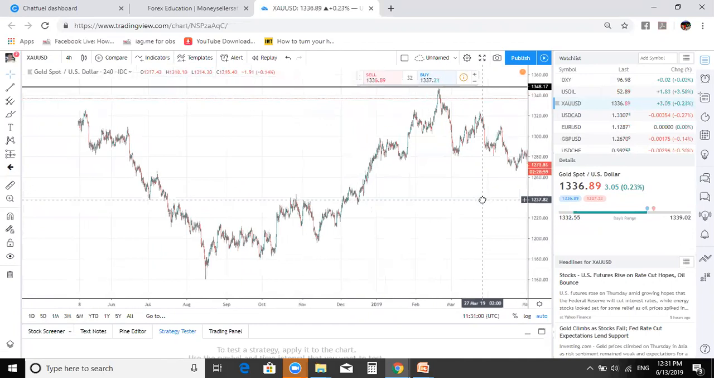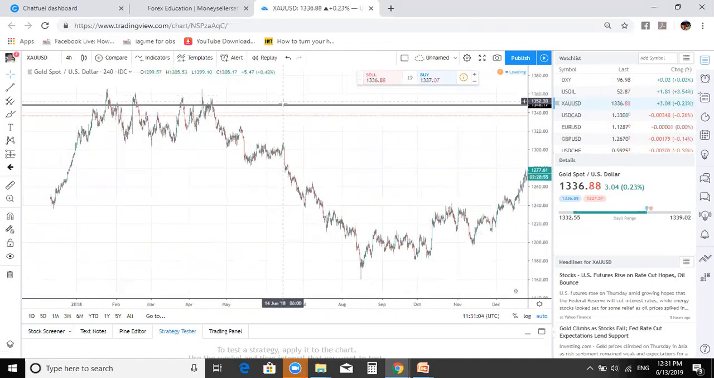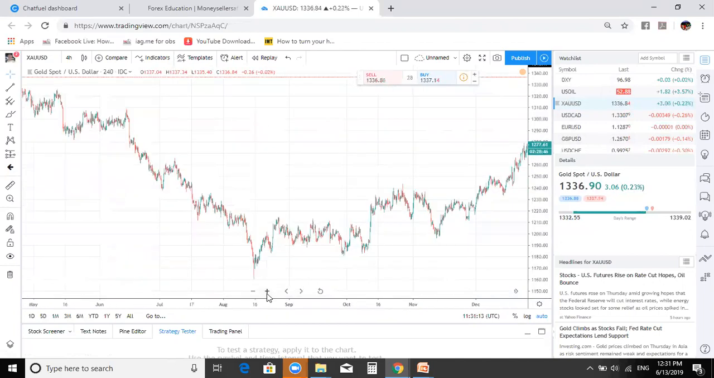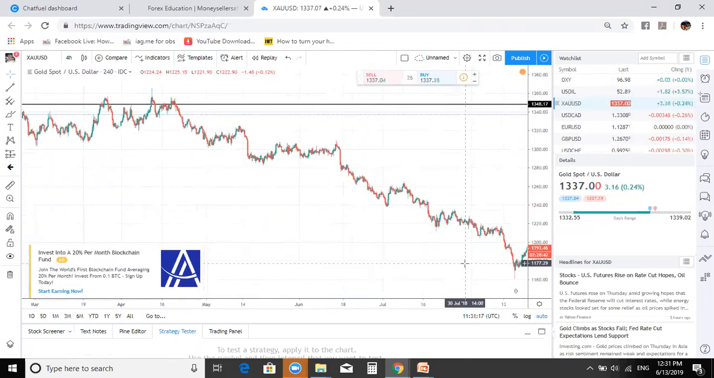So this is a chart for you to be able to define a zone for yourself. You need to go back in time. You need to go back in history a little bit, and that will help you to define a zone.